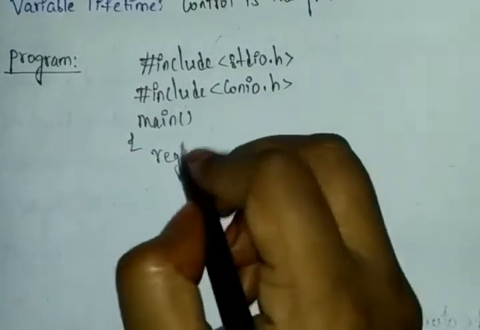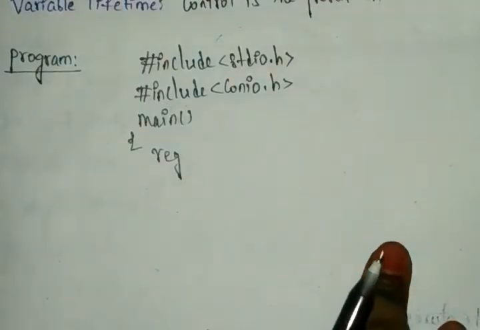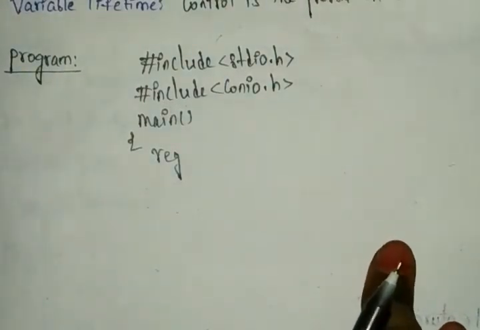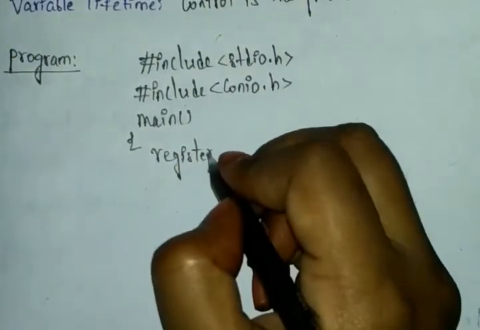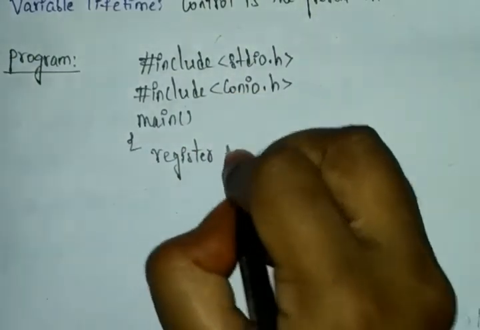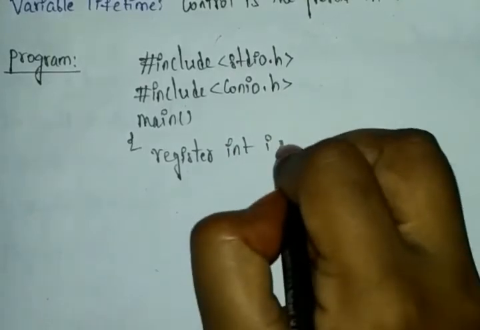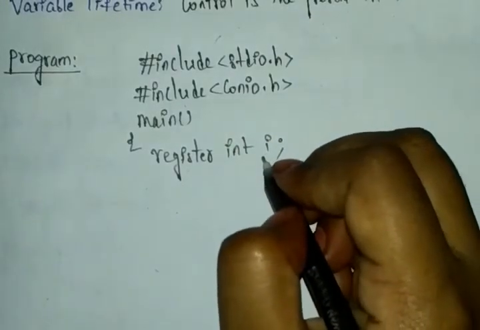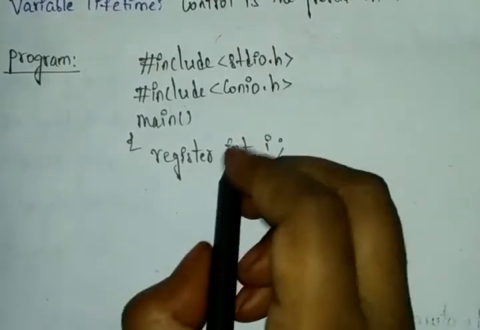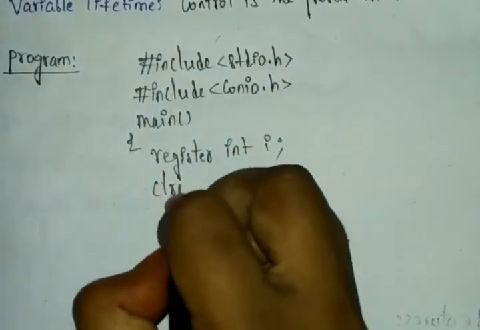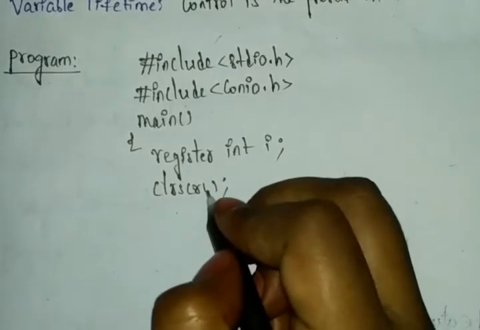Now you can see the registers are defined at the starting of the program only, right? Similar to automatic, you can write register, and the register will have the data type and the variable. Here I am taking the data type as integer and the variable as i. Once you define this, you can write clrscr here, so it clears the previous screen.